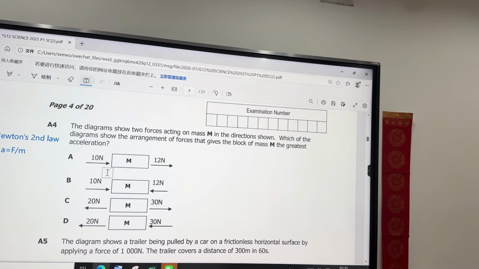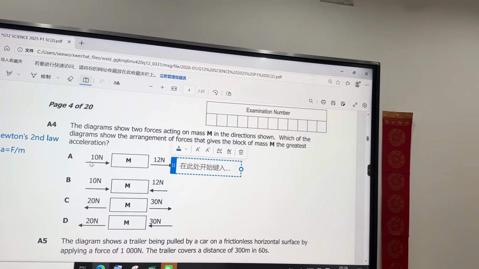So what we just need to do here is figure out which combination of two forces will give us the greatest net force. Which one will give us the largest net force? We don't need to worry about the masses here because the masses are the same. The one with the greatest net force will give us the greatest acceleration. So first, we need to find the net force in each case. Then we just see which one has the largest value. So let's find the net force in each case here.